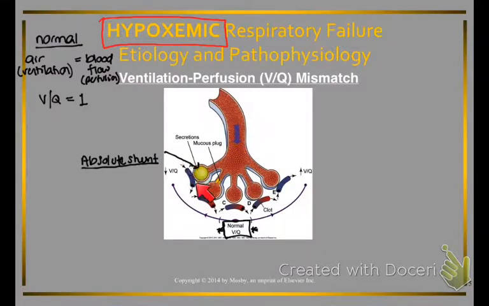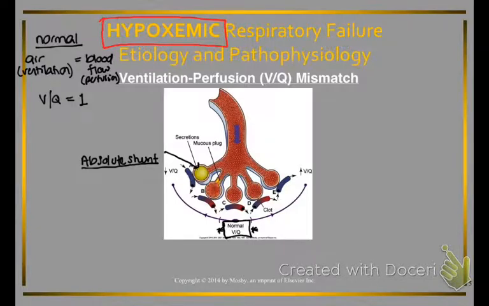Blood's coming through. Blood's saying, hey, I've got this CO2. Let me give it to you. Let me get some oxygen. But because of this big old mucus plug, oxygen can't get through mucus, right? So oxygen can't get through that mucus. CO2 can't get through. So there's absolutely no exchange happening.